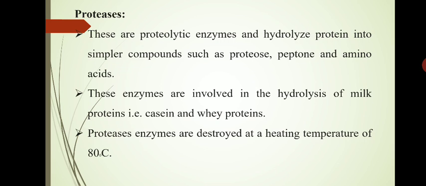Then proteases. As you know, these are enzymes that act upon protein, or break down protein molecules into polypeptides, and further breakdown leads to the formation of simple amino acids. These are proteolytic enzymes, meaning they break down proteins and hydrolyze protein into simpler components such as proteose, peptone, and amino acids. These enzymes are involved in hydrolysis of milk protein, like casein and whey proteins. In milk they mostly act on casein as well as whey protein. Proteases get destroyed after heating the milk at around 80 degrees Celsius.